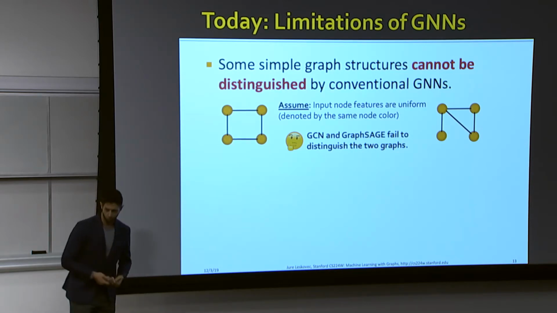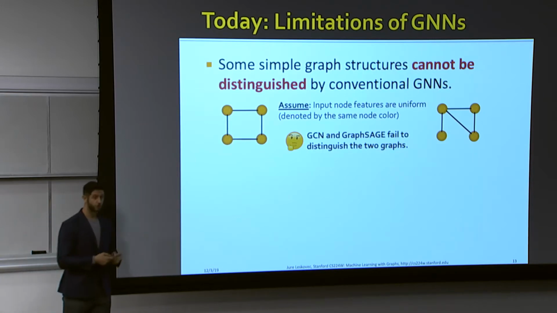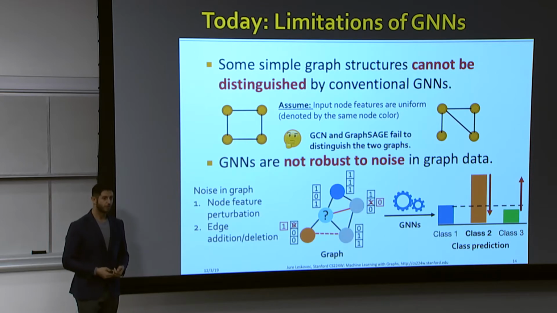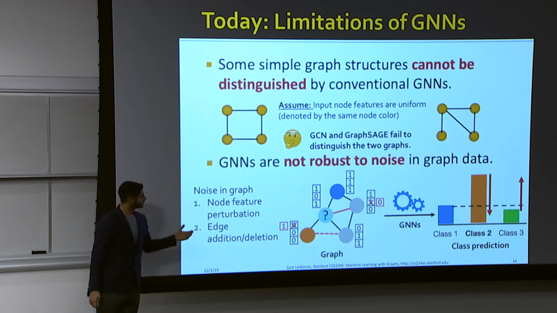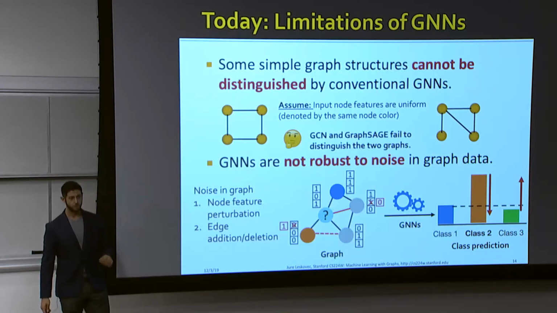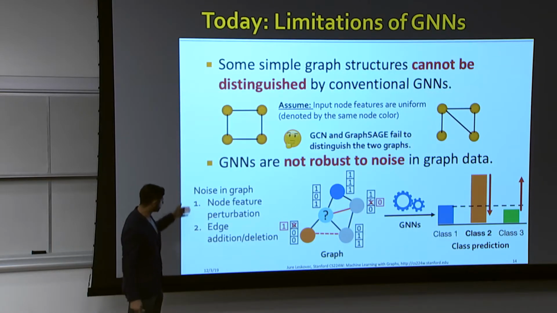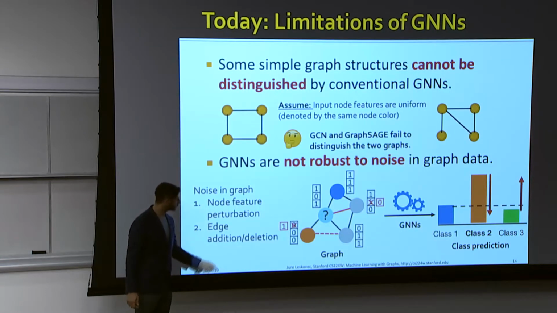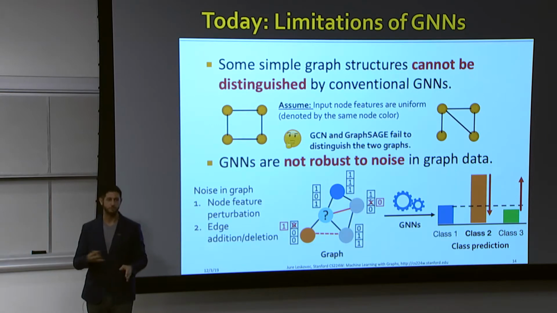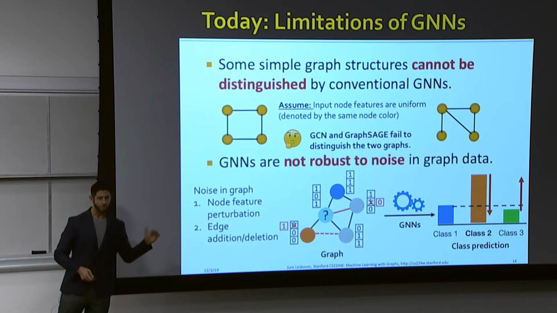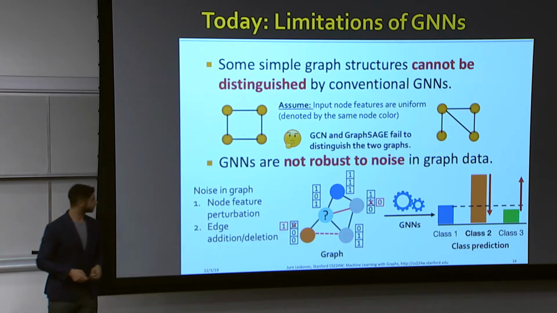Another problem which you might have heard of, quite for sure in general in deep learning, is adversarial attacks. It turns out that they don't only apply to images and other domains, but they also happen with graphs. So GNNs in general are not robust to noise in graph data, right? We're going to see a relatively easy but elegant technique that allows us, with very few node feature perturbations or edge additions and deletions, to flip the classifications of our nodes, okay? So these are the two main classes of limitations that we're going to be covering today.